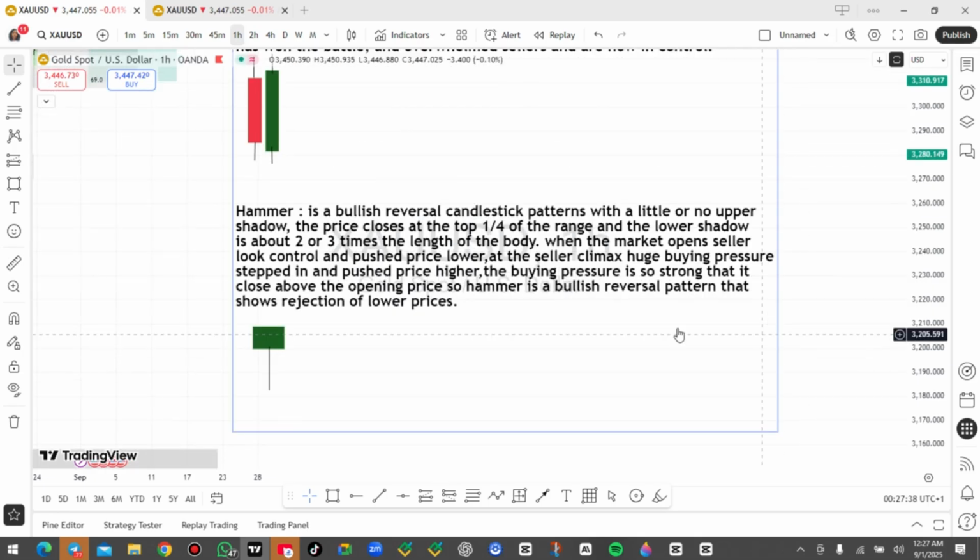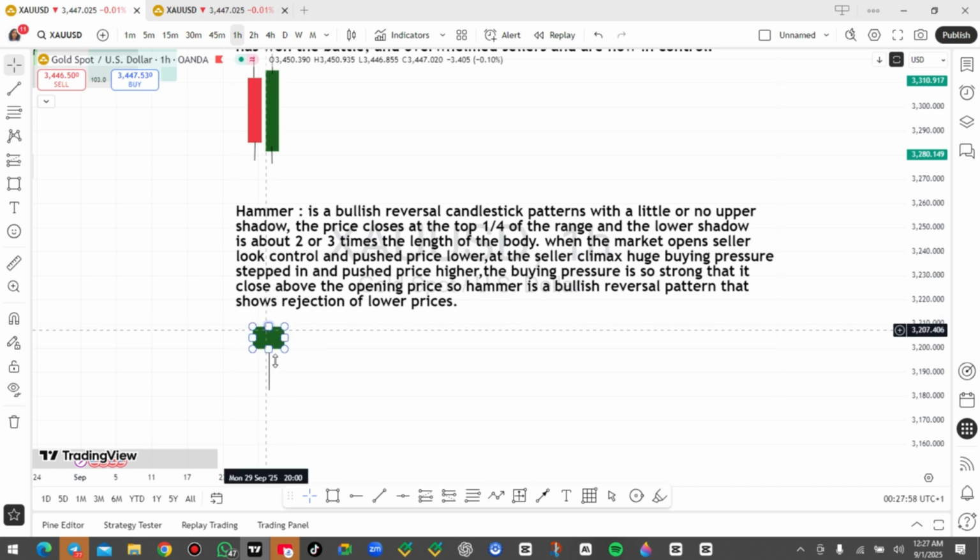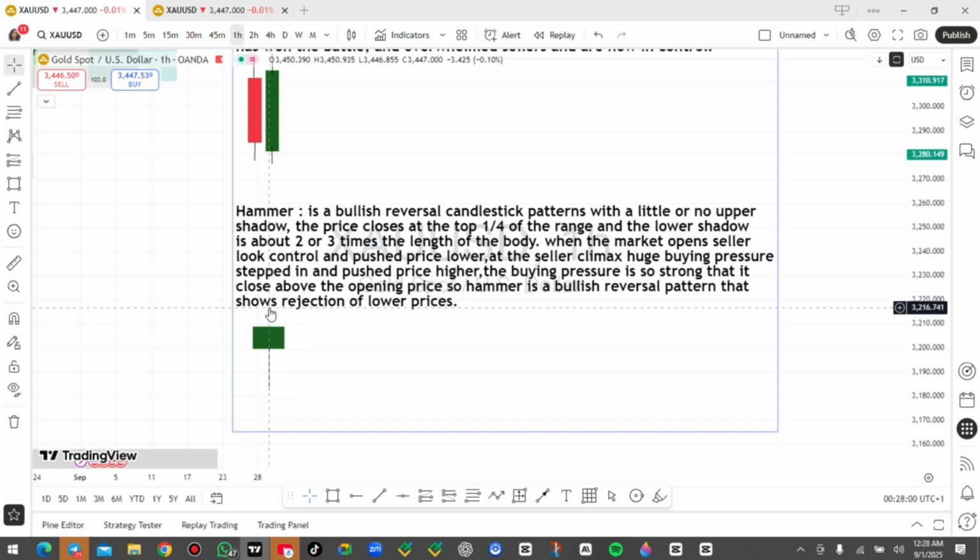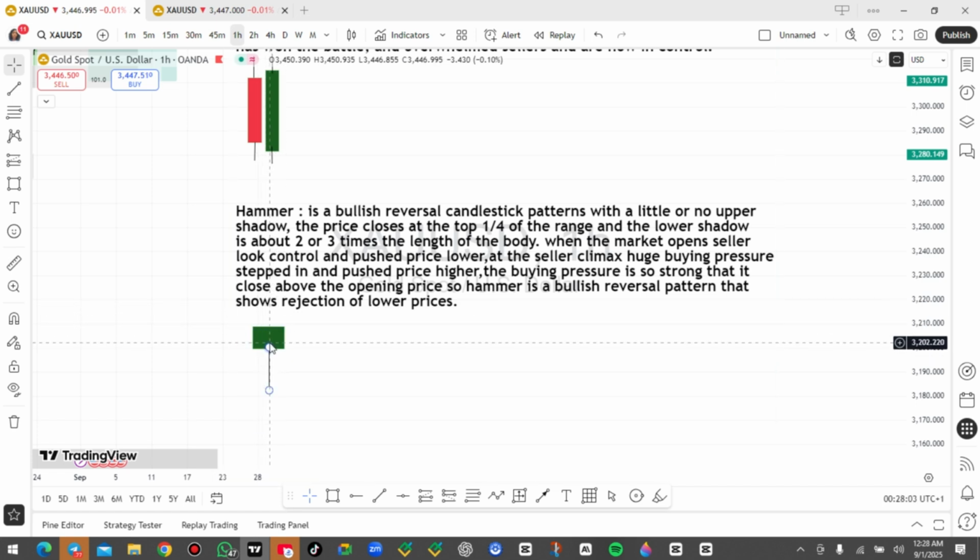Now we have number two, hammer. Hammer is a bullish reversal candlestick pattern with a small or tiny upper shadow. Remember when I explained about candlesticks, I told you what a shadow is. Some people call it wick, some people call it shadow. When you see it on the chart, some do have a tiny wick up here and a long rejection downward.